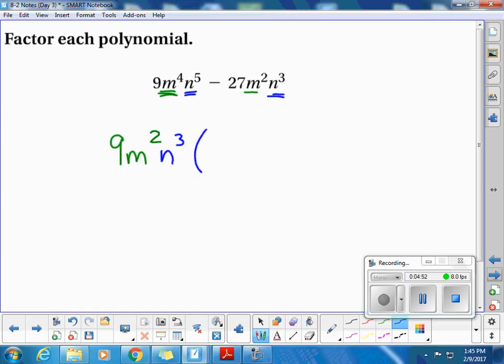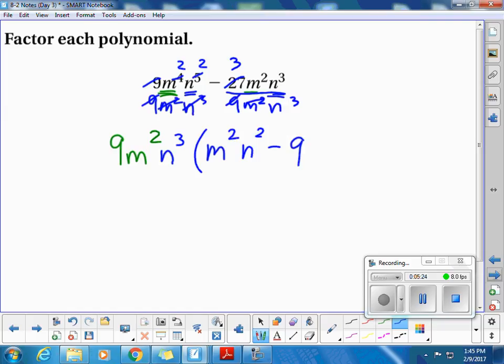When I divide by 9m squared n to the third, my 9's cancel out. I'm left with m to the second, n to the second, minus negative 27 divided by 9 is 9. This was divided by 9m squared n to the third. So I got rid of all my m's and all of my n's in this case. So that would be my factored form.